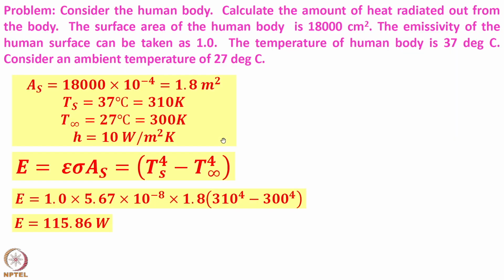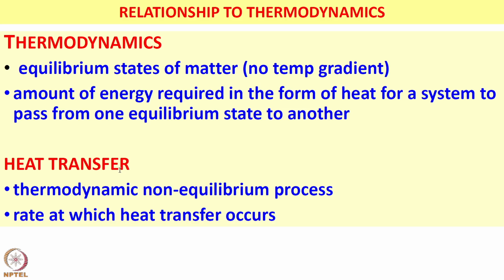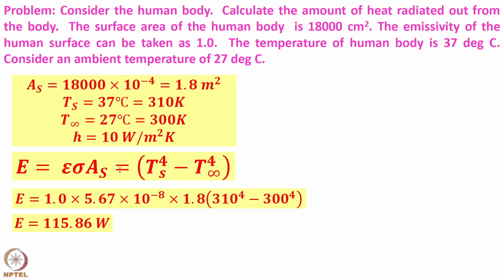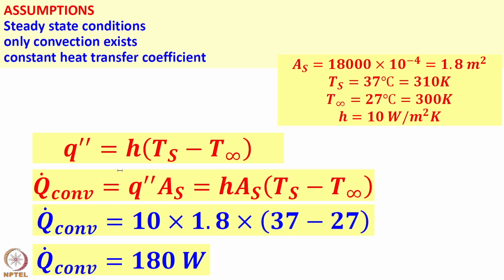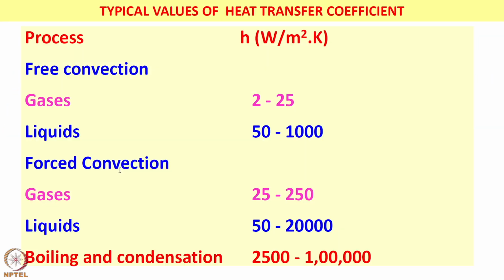Okay, and we have one problem. Same human body problem. Now you have emissivity taken as 1. So you are supposed to calculate the energy transfer by radiation. There is a typo here. This is not equal to, it's a multiplication. So epsilon sigma As into Ts to the power 4 minus T infinity to the power 4, we get 115.8. Let's just go back, and we said 180 watts is by convection, which is typically natural convection. 10 watts per meter square Kelvin is natural convection. Let's go back here. Natural convection value 10.